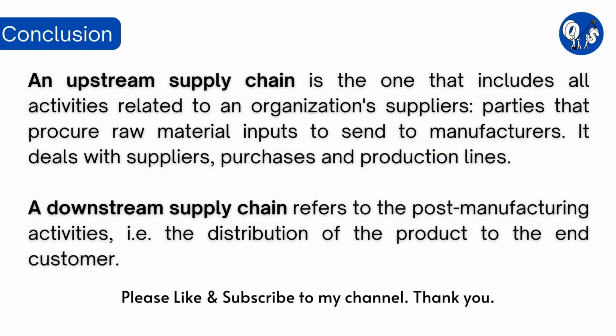Let me summarize the whole discussion. An upstream supply chain is one that includes all the activities related to an organization's suppliers, parties that procure raw material inputs to send to manufacturers. It deals with suppliers, purchases, and production lines. A downstream supply chain refers to the post-manufacturing activities, that is, the distribution of the product to the end customer. The upstream channel can also be called the supply end, whereas the downstream channel can be defined as the demand end.